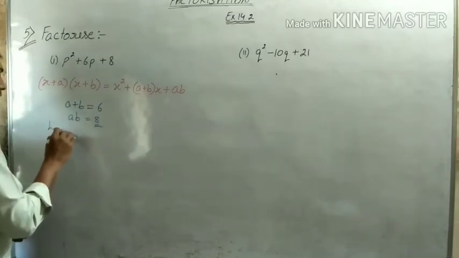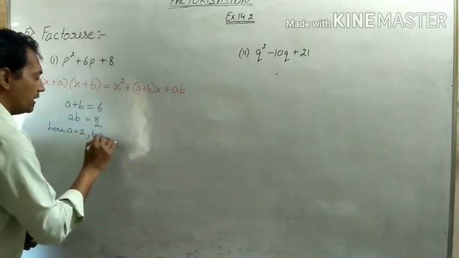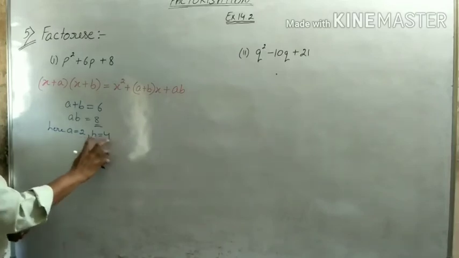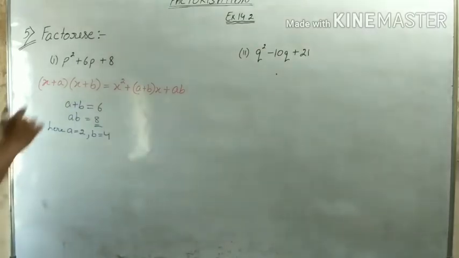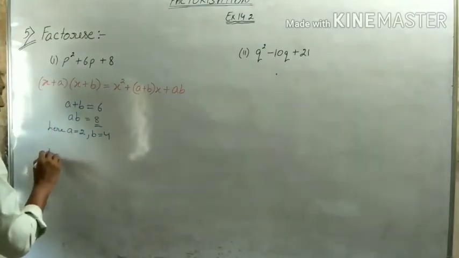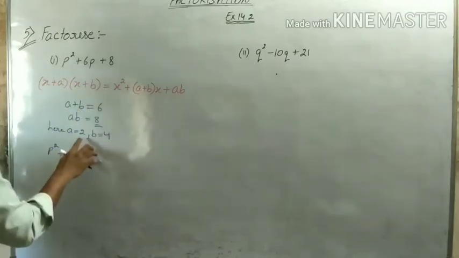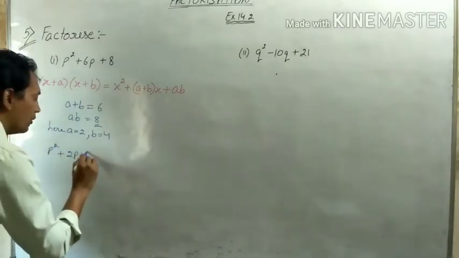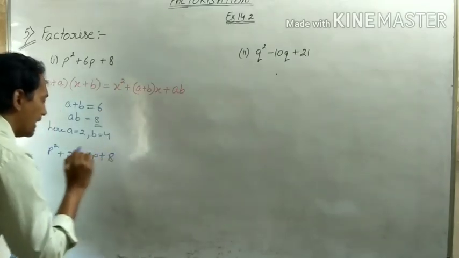Here a is actually 2 and b is 4. A into b, that is 2 into 4, you get 8, and 2 plus 4 you get 6. Okay, so in this way we can factorize this. Now see, p square plus 2p plus 4p plus the last term, that is 8.